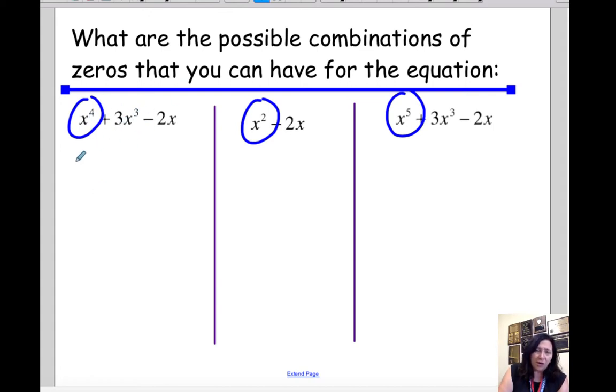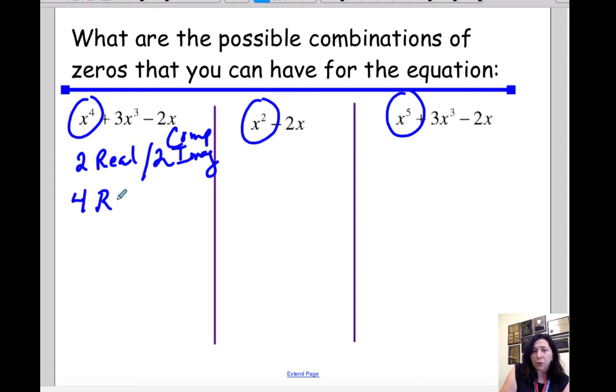So for this right here, I could have 2 real roots. I could have 2 real roots with 2 imaginary. Some people use the word imaginary and some people use the word complex. Complex is technically a better word. So 2 real, 2 complex numbers or 2 complex roots. I could actually have 4 real roots. I could have 4 complex roots. And I think that's it.